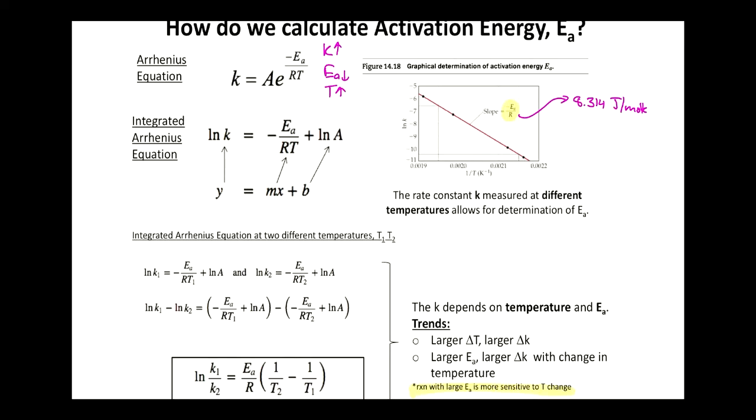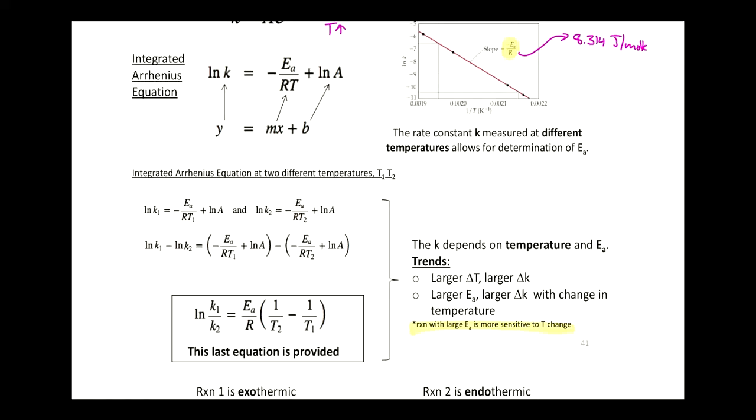But here's the thing. On exams, it's very difficult for us to ask you to graph things. So instead, we will give you a 2-point version of the integrated Arrhenius equation, because 2 points will always make a line. We just need 2 points to figure out what that slope is. So here is that integrated form, where we essentially take that integrated Arrhenius equation for 2 separate points and manipulate it so a nice equation comes out.